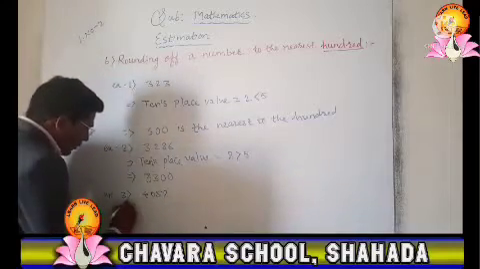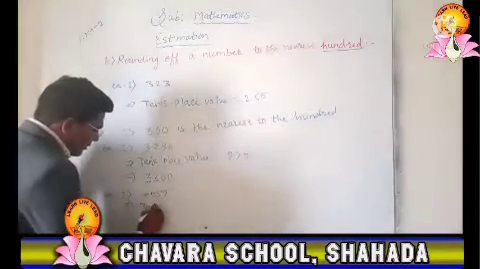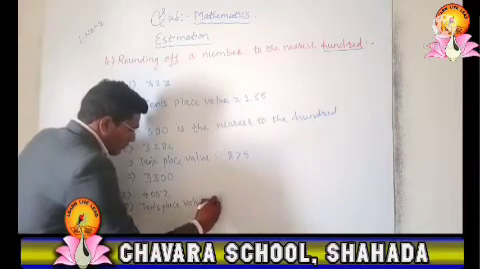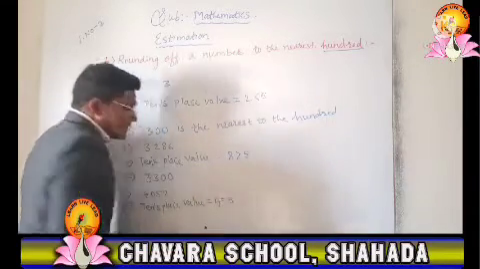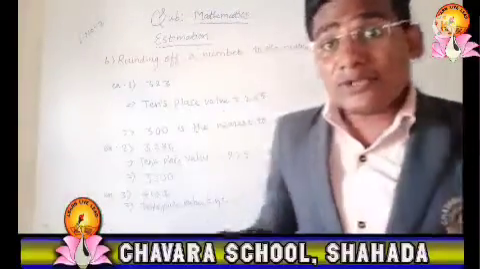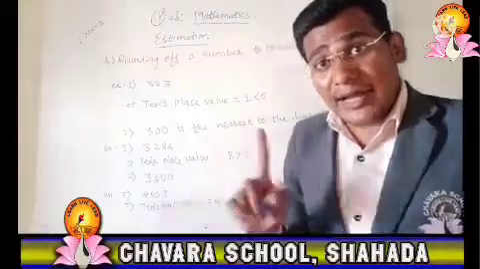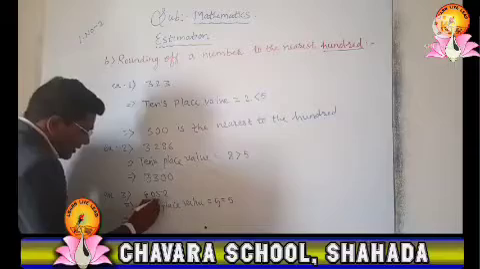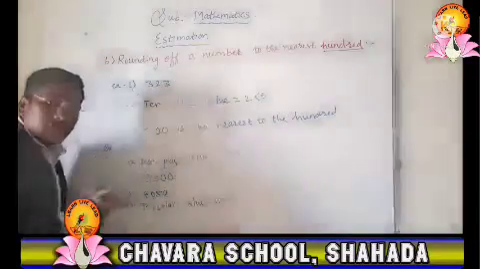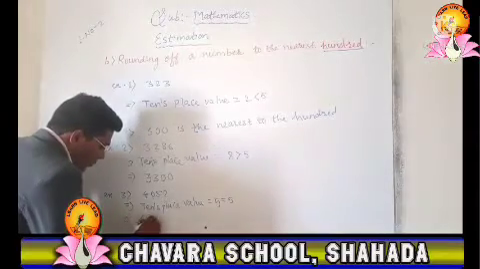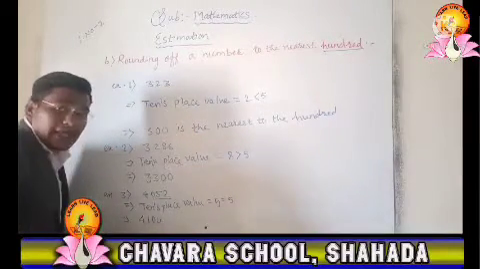4052. Now, what is the tens place value? The tens place value is 5, which is equal to 5. As I told you, if the value is equal to 5 or greater than 5, then we have to change the hundreds place value by adding 1. So if this is the tens place, then the hundreds place value is 0, and 0 plus 1 is 1. So 4 will stay as it is, then 1, 0, 0. These two values will be kept as 0, 0.